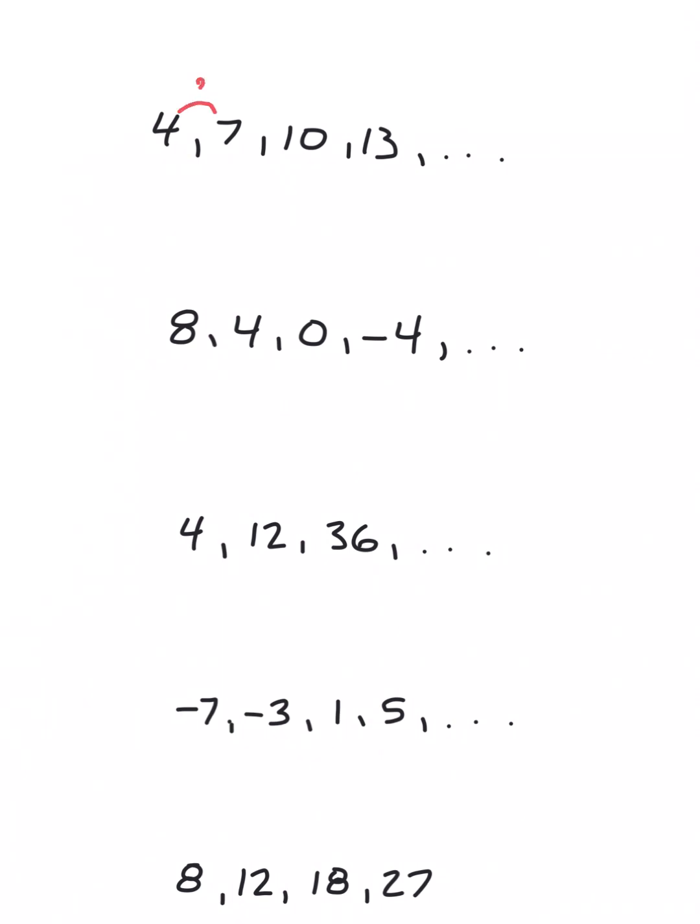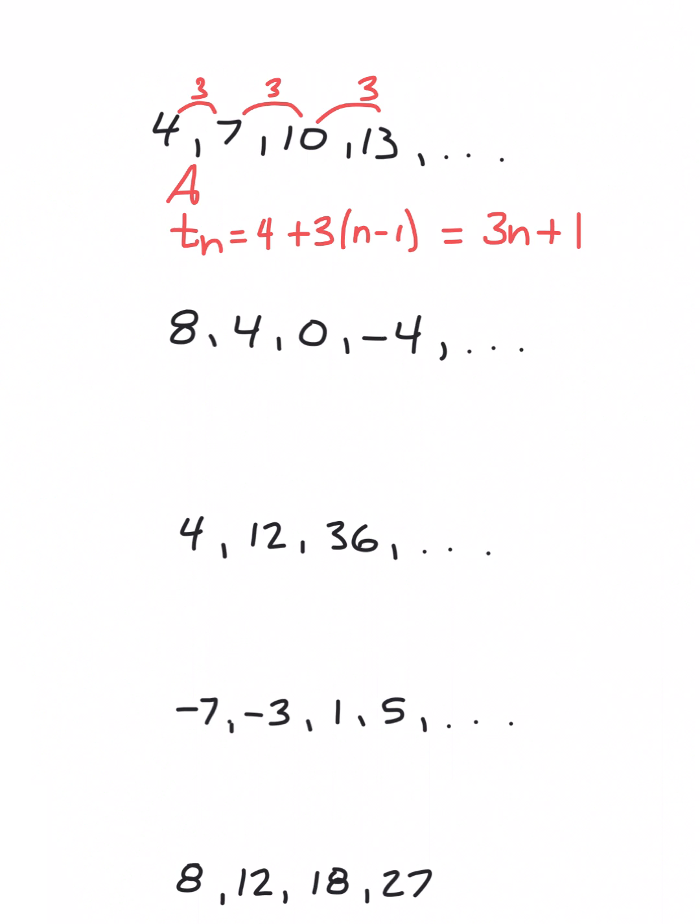each time here. So they're adding 3. That means it's an arithmetic sequence. The formula, T sub n, using the formula, would basically be 4 plus 3 times n minus 1. Now, if you distribute the 3 and combine like terms, you would also get 3n plus 1. 3 is your common difference, and the 1 would be the term before the first one.